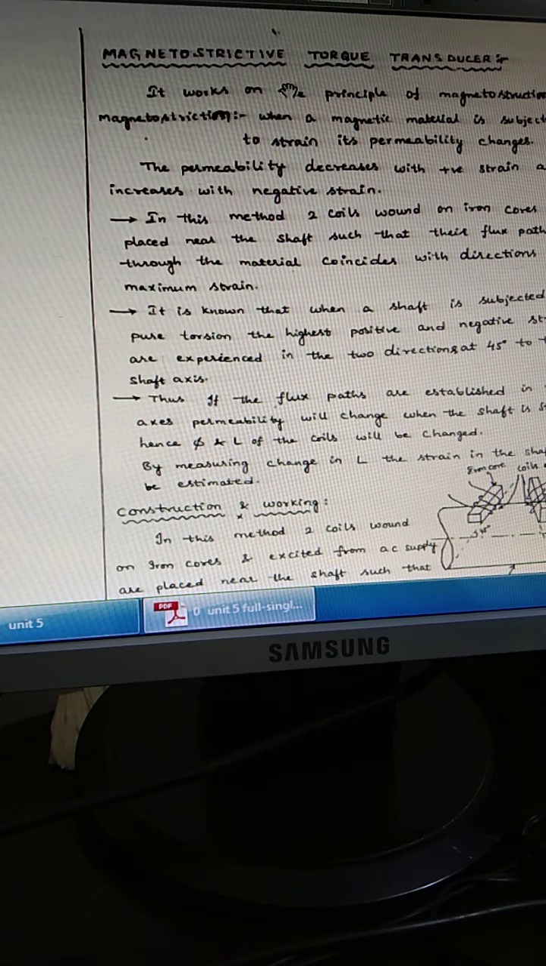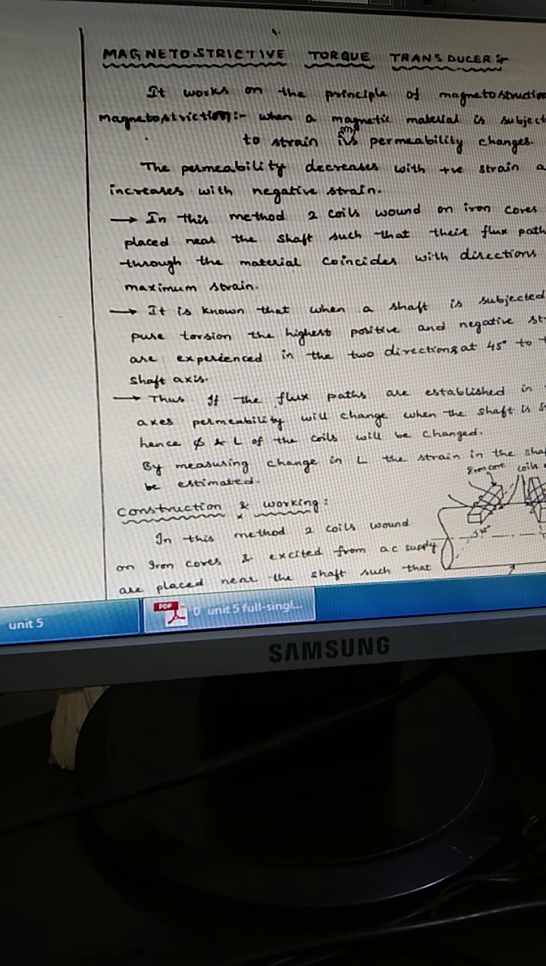Then coming to the magnetostrictive torque transducer. This is also a digital method. It works on the principle of magnetostriction, which is a property of a material. When a magnetic material is subjected to strain, its permeability changes. That is called magnetostriction. I will repeat it: magnetostriction is a property of a magnetic material due to which, when it is subjected to strain, its permeability changes.